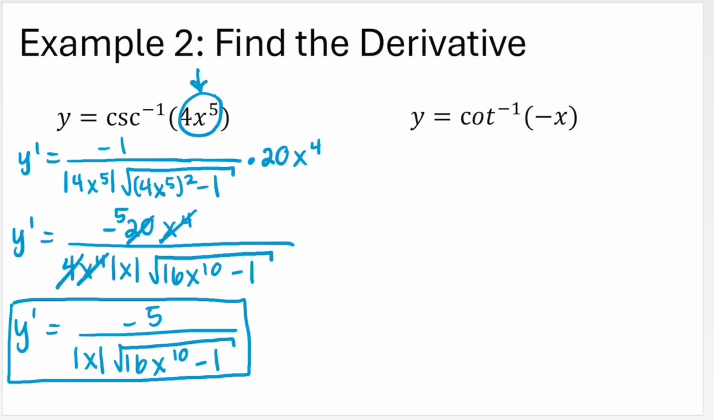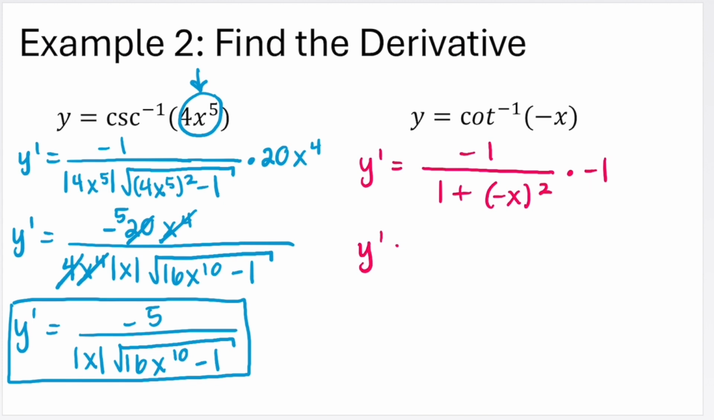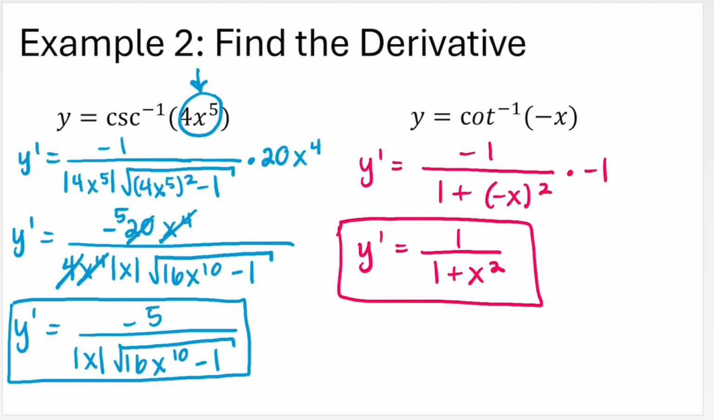So when I'm finding the derivative of the inverse of cotangent, I'm going to start with y prime. And I'm going to start with negative 1 on top. And then on bottom, it's 1 plus u squared. So I'm going to have 1 plus u, which is negative x, squared. And then I'm going to multiply by the derivative of negative x, which is going to be negative 1. So that negative 1 and that negative 1 are going to end up canceling out and turning into positive 1. And then it'll end up being 1 plus x squared. So that's going to be the derivative of that cotangent inverse function.